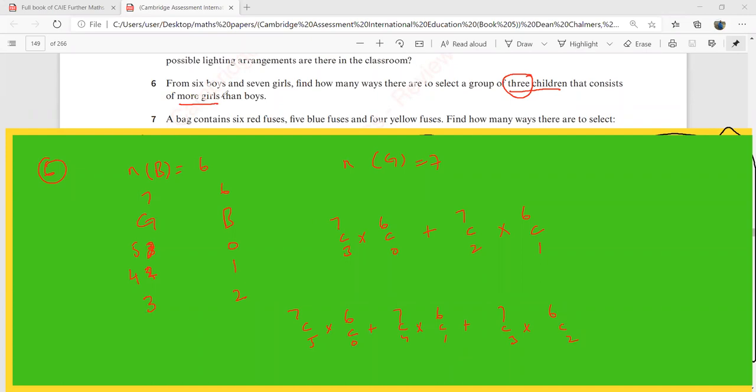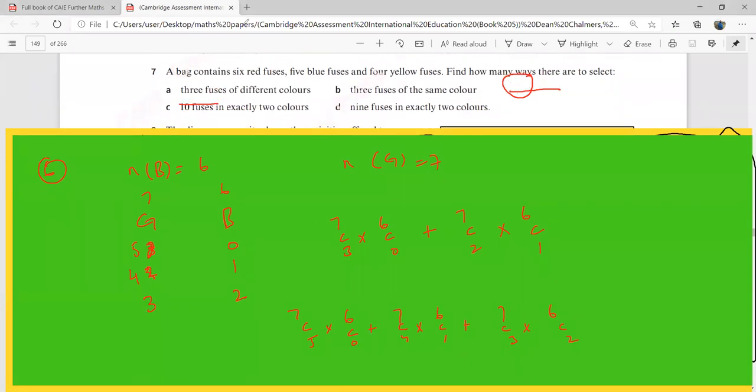Okay, bachcho. And the last question of the day, it says, a bag contains 6 red fuses, 5 blue fuses, and 4 yellow fuses, okay? Let me clear this area first, and then I do it.